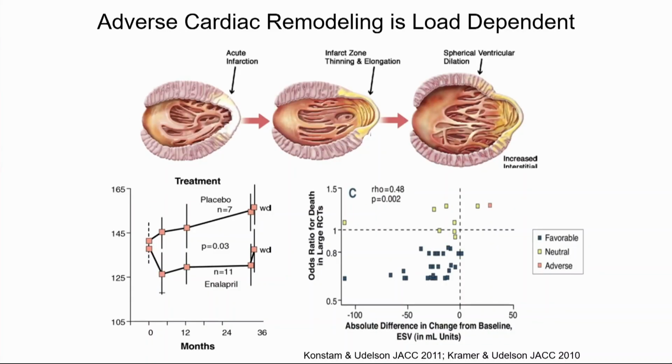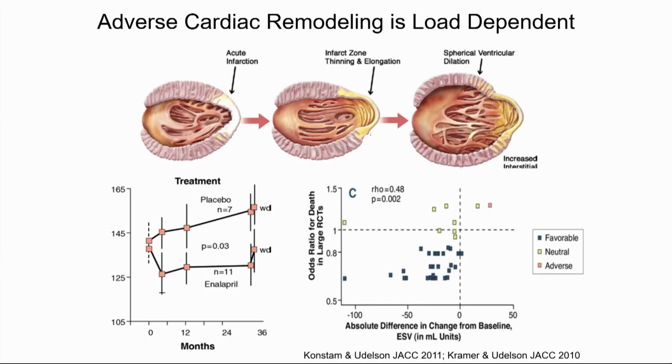The other key factor from the past is that it's important to recognize that adverse cardiac remodeling, certainly in the acute as well as in the post-injury setting, is load dependent. And this is the classic slide from Marv Konstam and Jim Udelson back in 2010, illustrating that if you can start to change load conditions, here they're doing it with a drug, enalapril, you can start to see beneficial effects on ventricular size and ventricular remodeling.